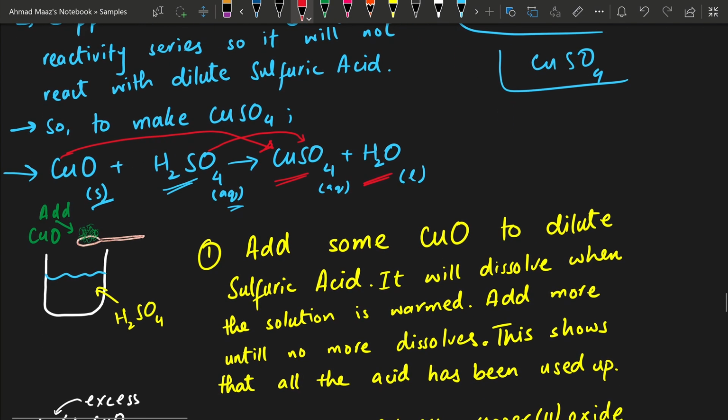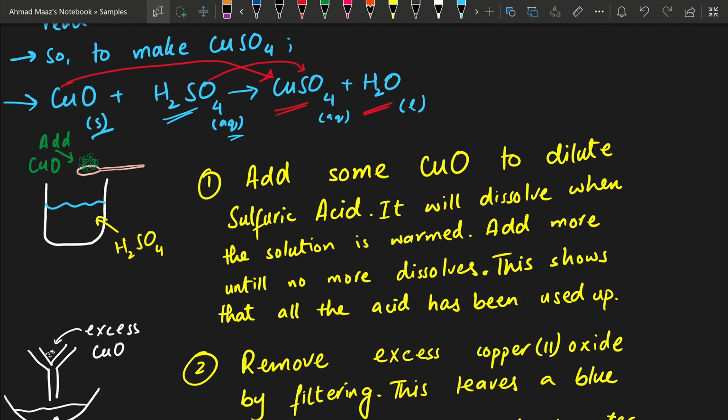Alright, so how is it done? It is done in exactly the same way that we have used earlier. In the previous case, we added metal into an acid, and in this case, we cannot add metal because it is unreactive. So we'll add copper oxide and sulfuric acid to get copper sulfate solution and water. And again, we'll add excess copper oxide so that it reacts with all of the sulfuric acid that is present, and so that the solution that is formed is purely copper sulfate and there is no sulfuric acid left behind.